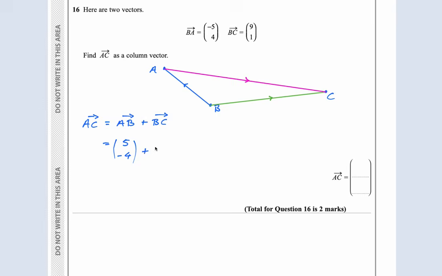So this plus BC we have, it's just 9, 1, 9, 1. And then this is 5 plus 9 is 14. And minus 4 plus 1 is minus 3. So it's 14, negative 3.